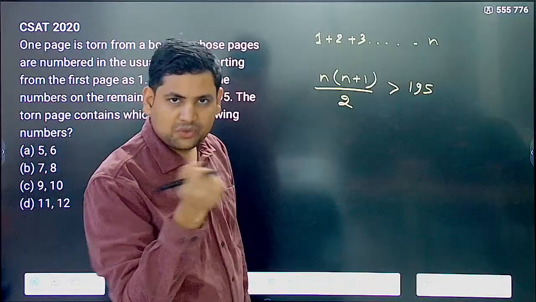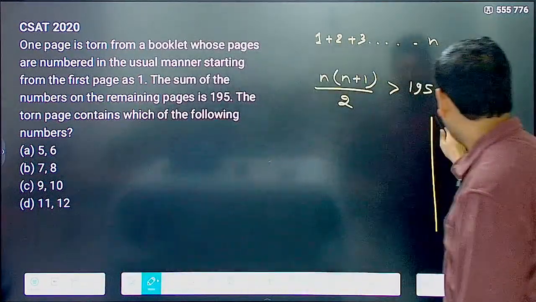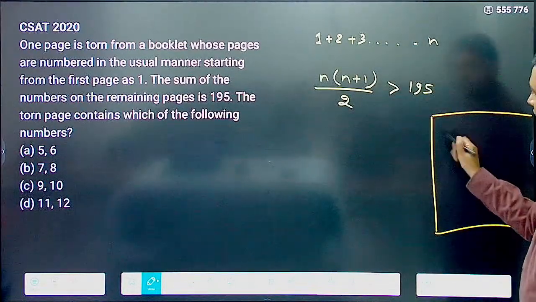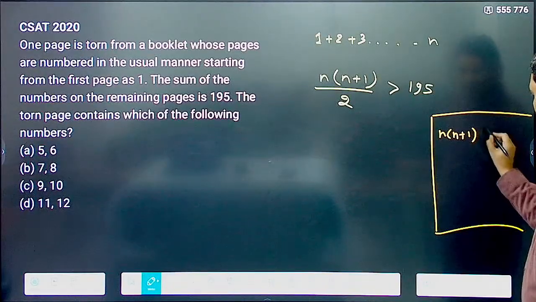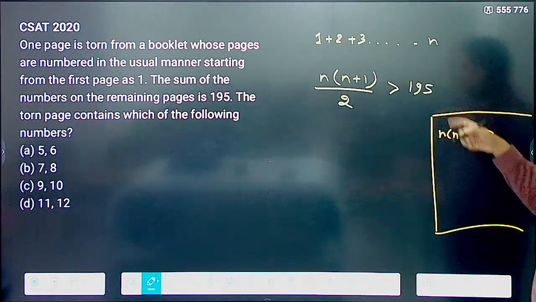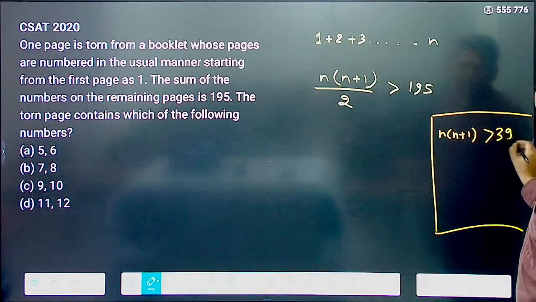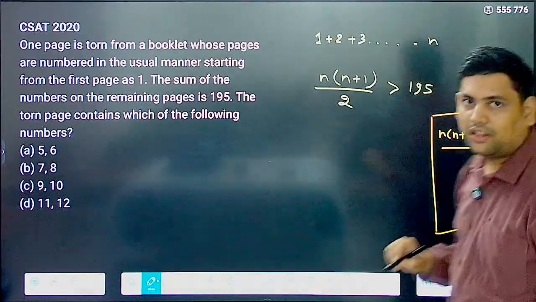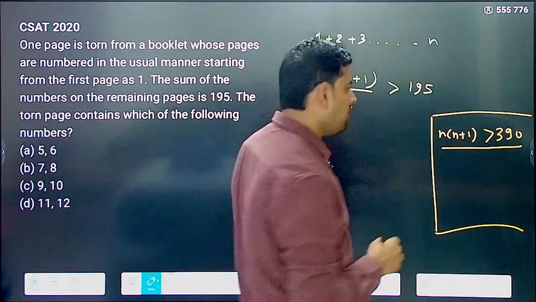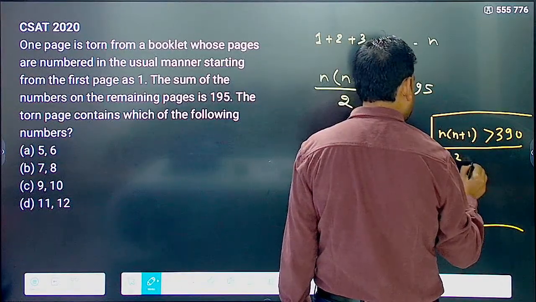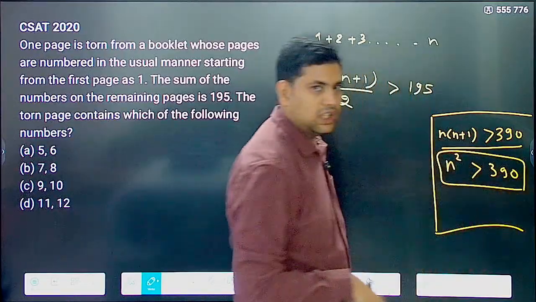Now, if this is so, can you think of any number that will satisfy n here? The smallest, the closest n that you can get. Now, how do you see this? I am writing it here separately. So n into n plus 1 is greater than, now I send this 2 to the other side, this becomes 390, correct? Now, once you get this, just forget n into n plus 1, just think of the square of which number is just greater than 390.